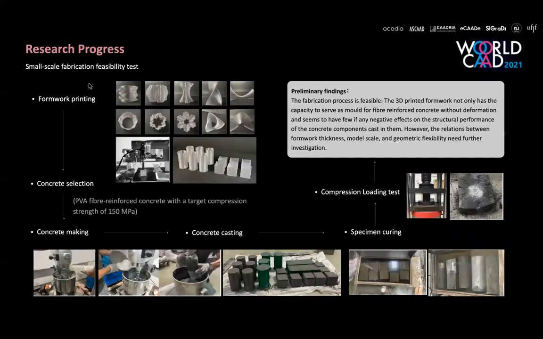The feasibility test follows the conventional compression strength loading test. It is the typical cubic and cylinder shapes cast in both 3D printed and conventional formwork for compression purpose to check the structural influence of 3D printed formwork for these concrete components.